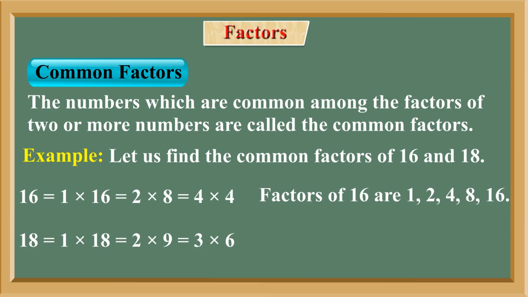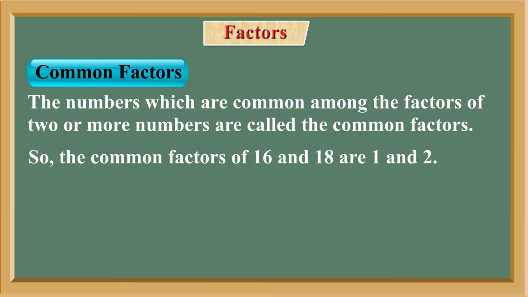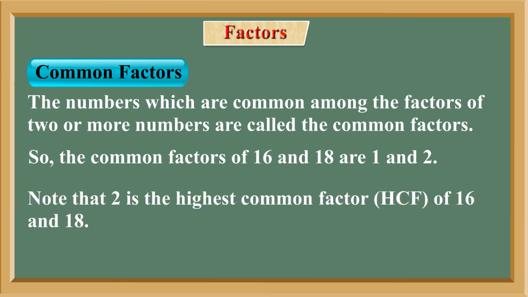18 is equal to 1 multiply 18 is equal to 2 multiply 9 is equal to 3 multiply 6. Factors of 18 are 1, 2, 3, 6, 9, 18. So, the common factors of 16 and 18 are 1 and 2. Note that 2 is the highest common factor, HCF, of 16 and 18.